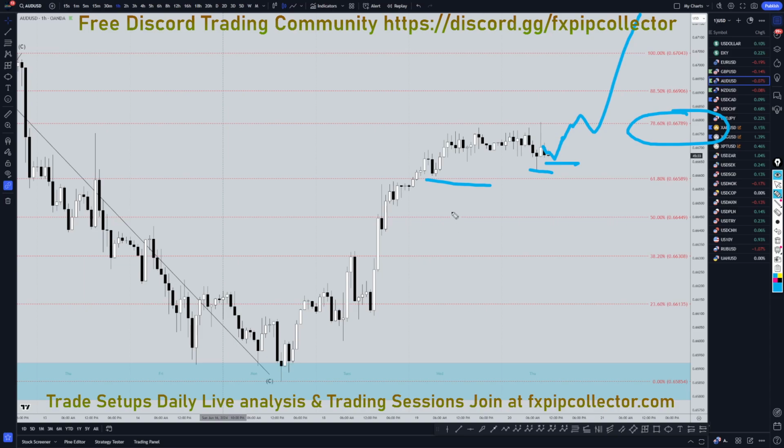So I would keep an eye out for a break of structure. If it breaks, start looking for shorts. If it doesn't break, then continue to look for longs at the end of pullbacks for potentially what could be the continuation of a wave 3 on the much, much higher time frames.